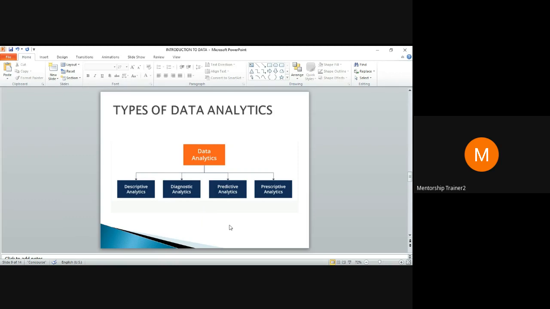Then prescriptive, you are now prescribing. With all you've done, you'll be able to prescribe. This is what you are supposed to do. You are asking, what do I need to do? You are prescribing a solution. So with data analysis, you will be able to prescribe solutions to the stakeholders.